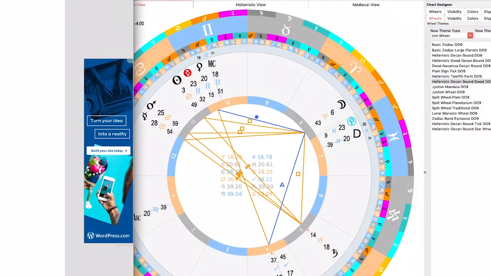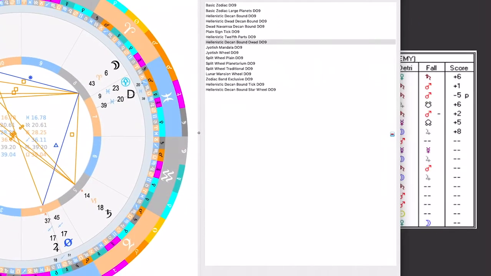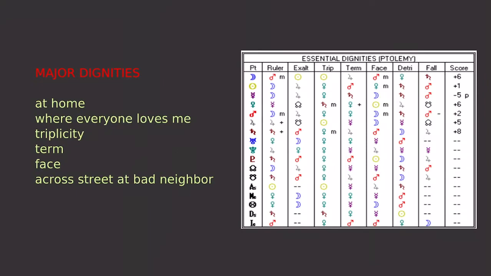So let's look over here at our stuff, and that would be term or bounds. So as you can see, we get credit because over here, if you look at Venus, Venus has a plus, so it's in its own term, so it's going to get a plus. It also gets a plus because it's in mutual and in its own term.